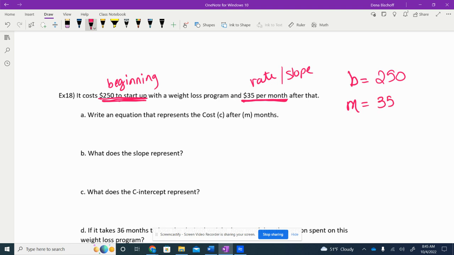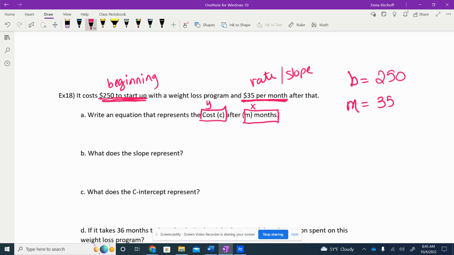And when we write an equation, we don't want to use dollar signs. I saw a couple of you guys do that on your test. We know that we're talking about money, but we don't use dollar signs in the equation, okay? So we're going to write an equation that represents the total cost C, which is much like our Y, after M months, which is much like our X. So what's that going to look like?